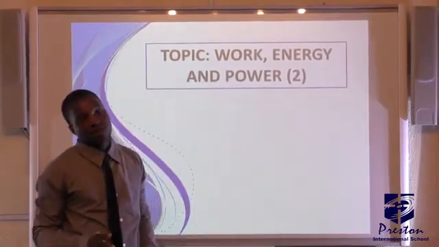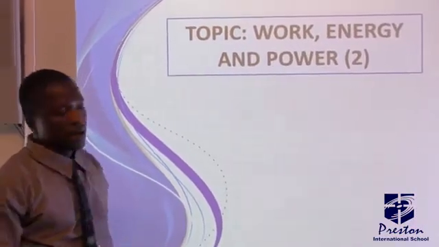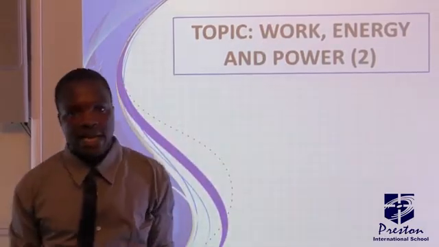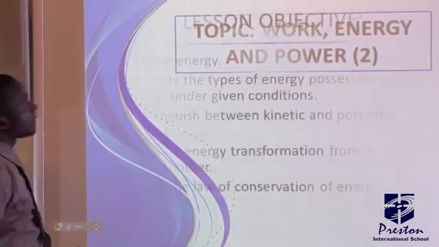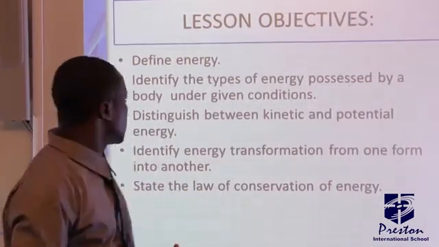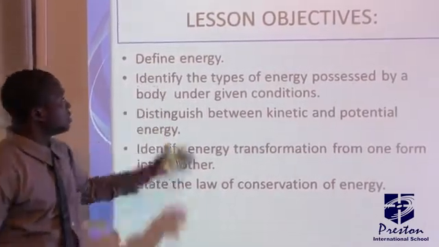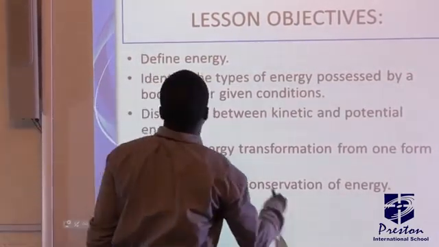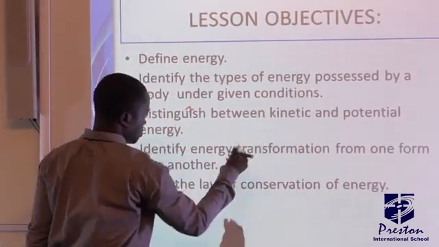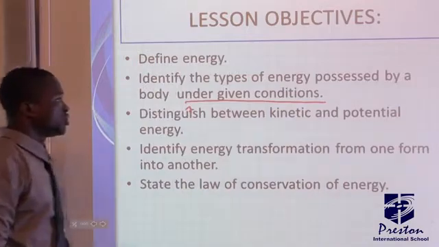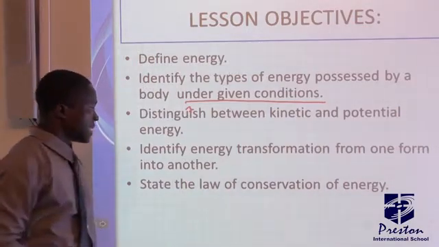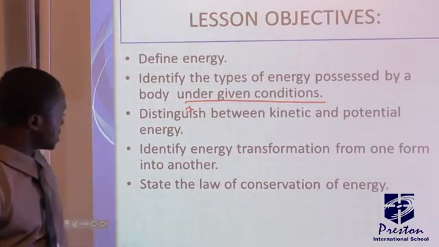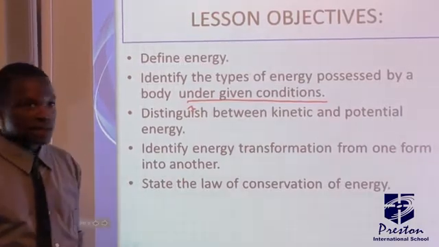Last period, we were looking at work, energy, and power, and we looked at the first part of it, which is work. So today, we want to look at energy. Our lesson objectives for this class will be: one, define energy and identify the types of energy possessed by a body under given conditions; two, distinguish between kinetic and potential energy; three, identify energy transformation from one form into another. And the last objective is to state the law of conservation of energy.